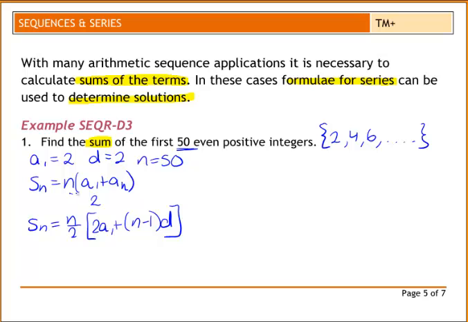Sorry about that. All over 2. Now what have I got? I have a1, I have n, and I have d. Here I don't have what an is, so this second formula is probably the easiest one to use.